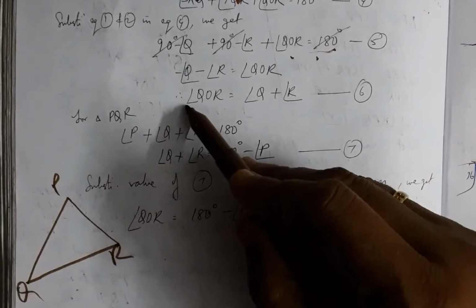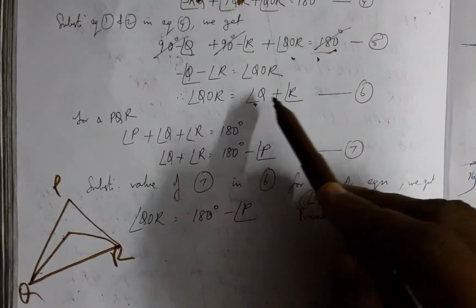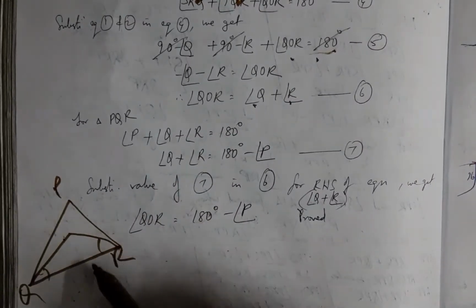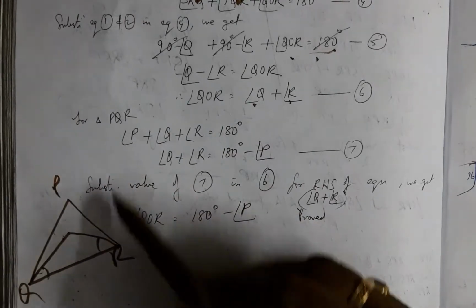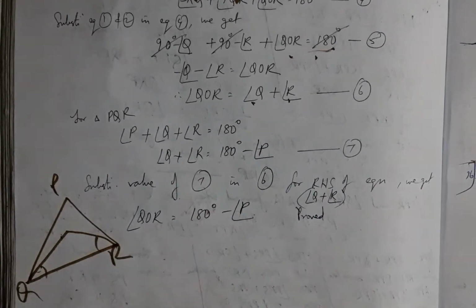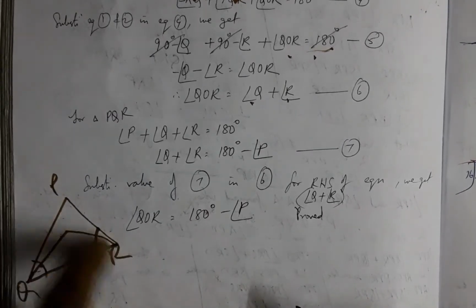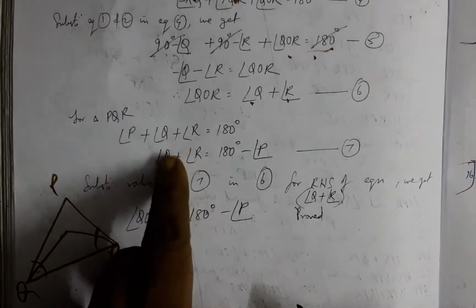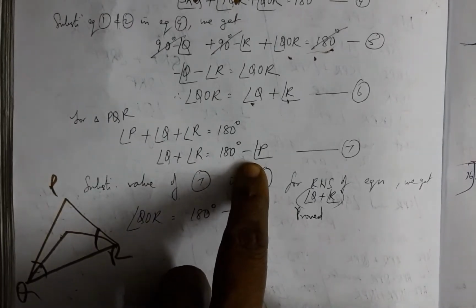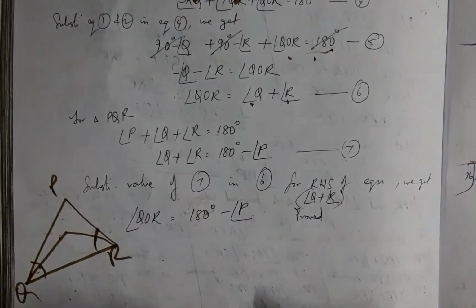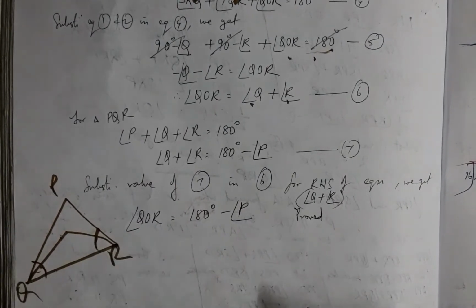Since I have QOR in terms of angle Q and angle R, the inner ones, not the whole one, now I take the bigger triangle PQR and the full part, the PQR and the PRQ. Here I have Q and R in my hands, and therefore I have 180 minus P, and that is exactly the proof required by me.